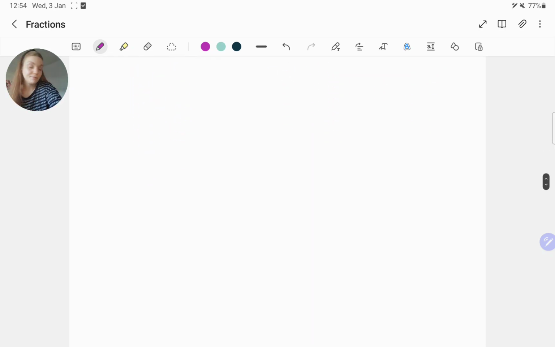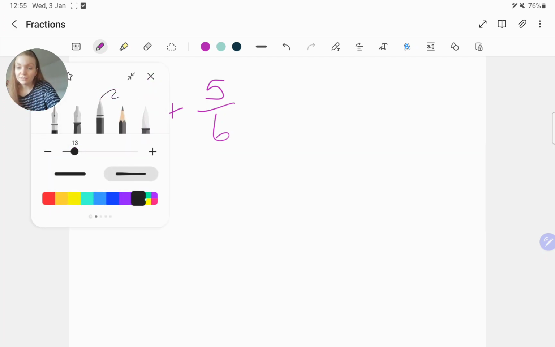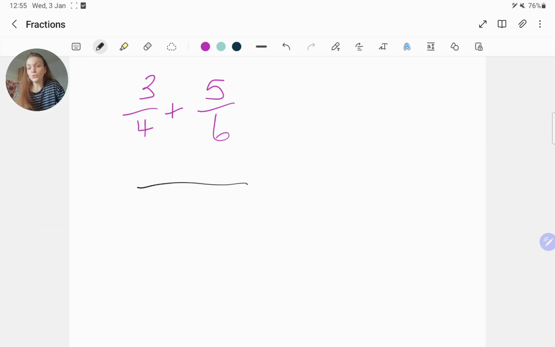Let's do another one. So let's say we had 3 over 4 plus 5 over 6. Okay, so there are a few options you can go with. You could go with 24 because they both divide into 24. I'm going to go with 12 because it's just a nicer number. You can go with 24. There's probably others you can go with, but I'm going to go with 12 for this one. You will always get the exact same answer, okay?